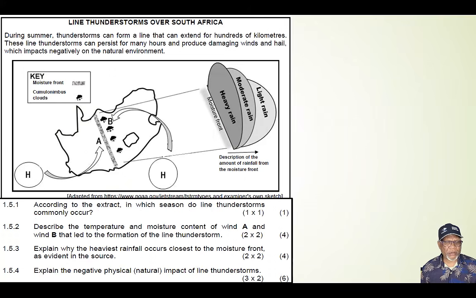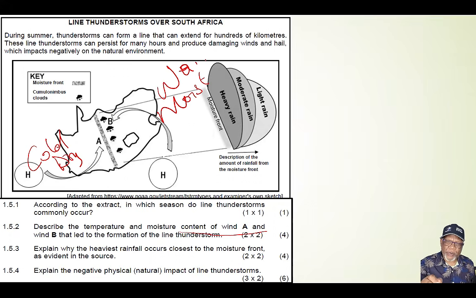Let's look at the line thunderstorm here. According to the extract, in which season do line thunderstorms occur? Even if the extract is not there, you must know line thunderstorms occur during summer because the warm moist air is able to reach the interior and the cold dry air from the west is going to undercut the warm moist air, forcing it to rise. And now, describe the temperature and moisture content. This one is cold and dry. This one is warm and moist.